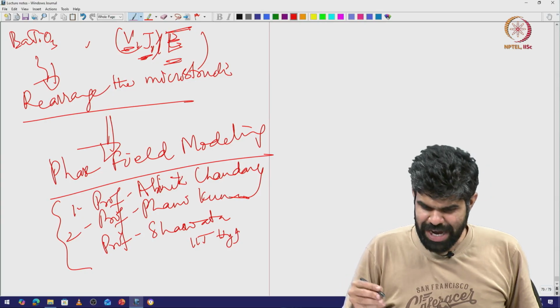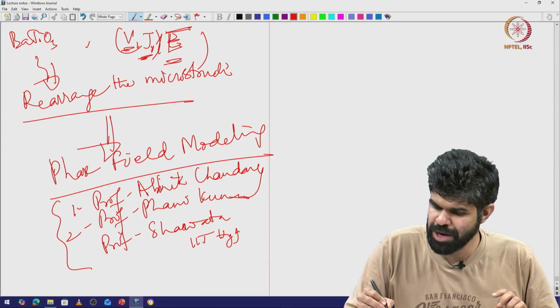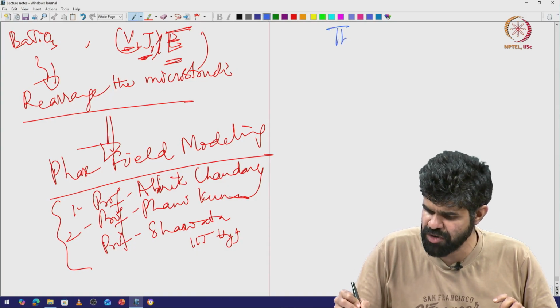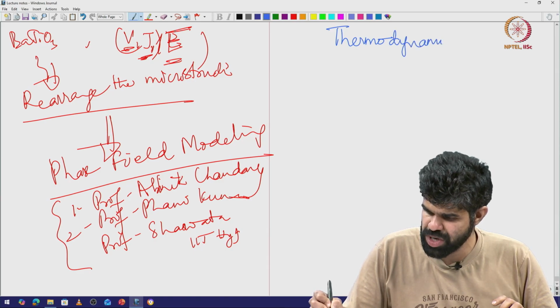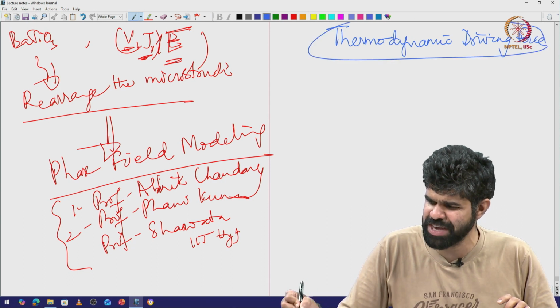Now, let us define the idea of what is called a thermodynamic driving force. One of the most important ideas in this course is what is called a thermodynamic driving force. Driving force to form something, to form one phase from another phase.